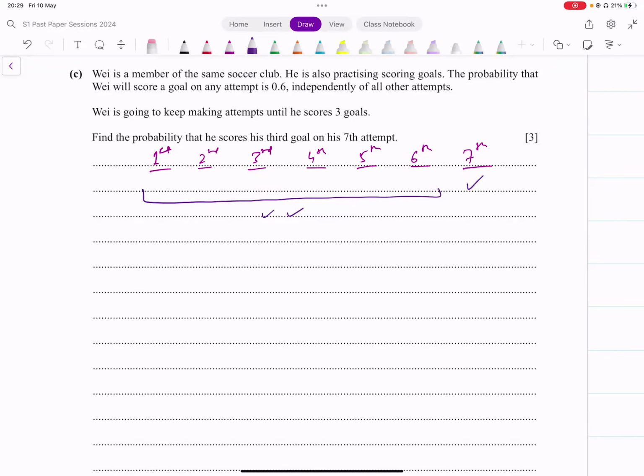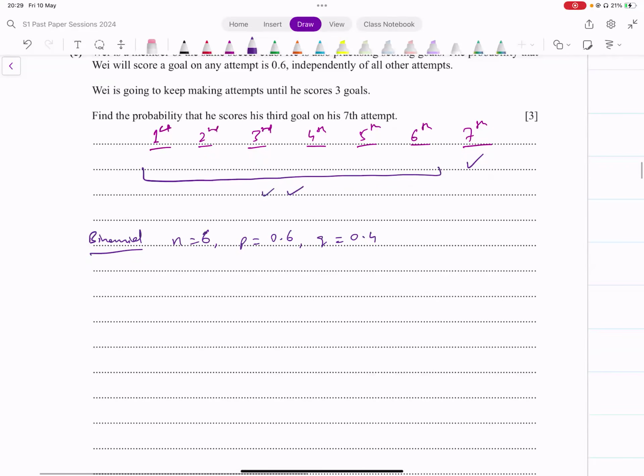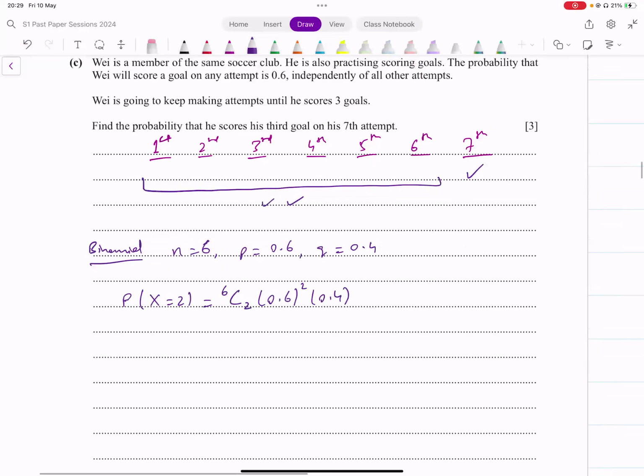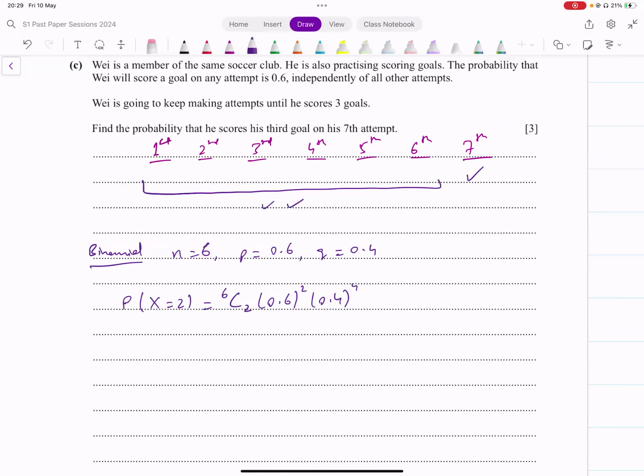So the first 6 attempts can be modeled as a binomial distribution. For the first 6 attempts, we could say it's a binomial with n equal to 6, the probability of success is 0.6, and the probability of failure is 0.4. Find the probability of getting 2 successes in the first 6. What do you get from that? 6C2 into 0.6 raised to power 2 into 0.4 raised to power 4. What do you get from this?